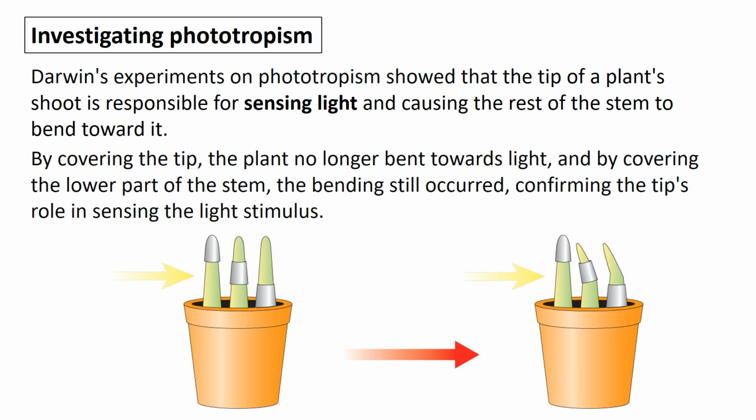Darwin was a scientist who investigated phototropism, so how plants respond to light. He did a very simple experiment where he covered the tip of a shoot, the middle of a shoot and the bottom of the shoot. What he found was the ones with the tip covered grew straight in response to light coming in from the side. However, the ones that didn't have the tip covered grew towards the light. So from this, he concluded that it was the tip of the plant which was sensing where the light was coming from.